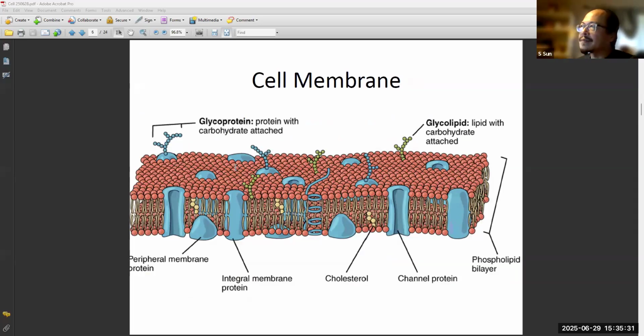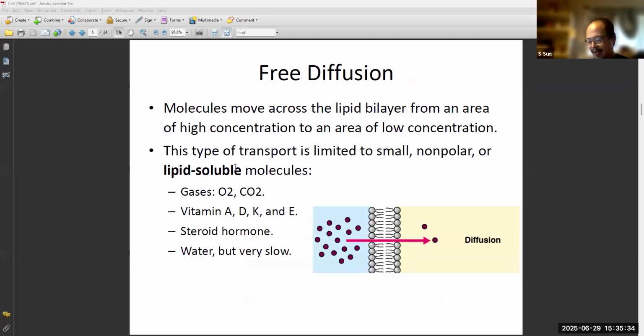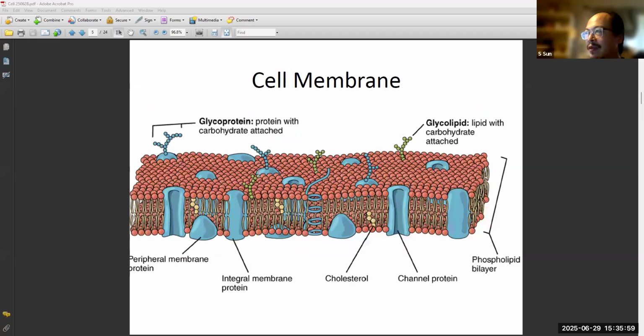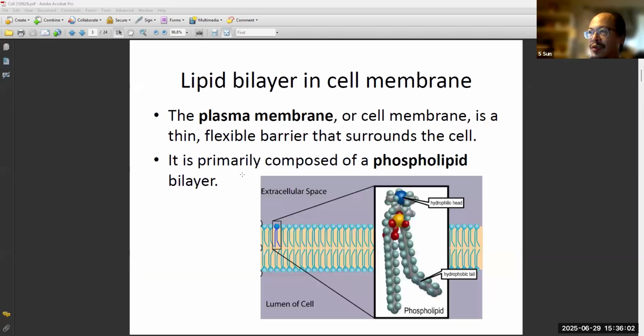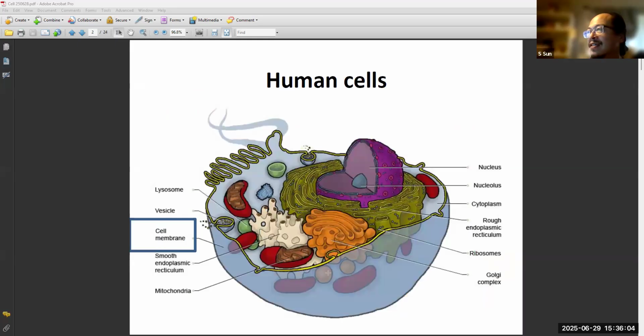Now, with these in mind, it's very simple. You only need to know two things. The primary structure is the phospholipid, but it's not just phospholipid. You also have protein. With this in mind, how does a cell control molecule movement across the cell membrane? Here is a cell membrane. Let me zoom out a little bit to show you what is going on. Here is a cell membrane, and things need to go in and go out.